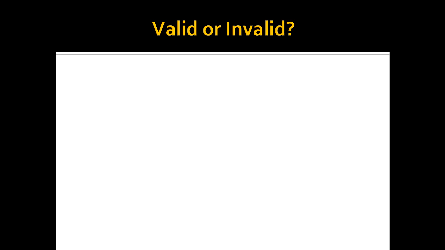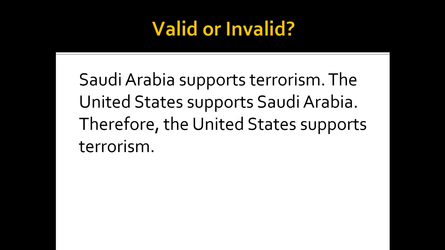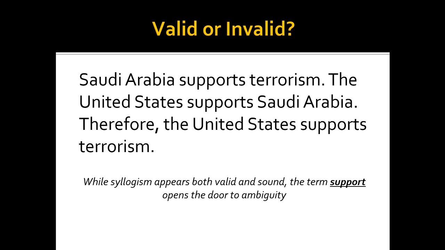So let's try another couple of examples. Are these examples valid or invalid? Saudi Arabia supports terrorism. The United States supports Saudi Arabia. Therefore, the United States supports terrorism. Is this valid or invalid? Well, the syllogism appears both valid and sound, right? Remember what we talked about with sound arguments. The term support here opens the door to ambiguity. What do we mean here by support?